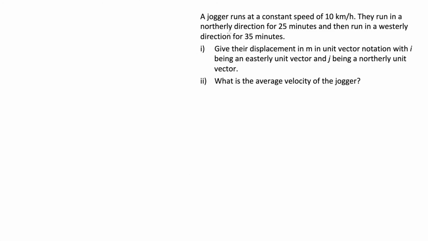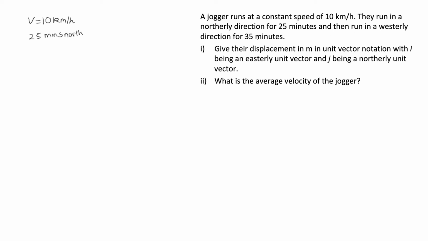Okay, so I've pasted the question up here. It says a jogger runs at a constant speed of 10 kilometers per hour. So the speed is equal to 10 kilometers per hour. They run in a northerly direction for 25 minutes. So 25 minutes north.